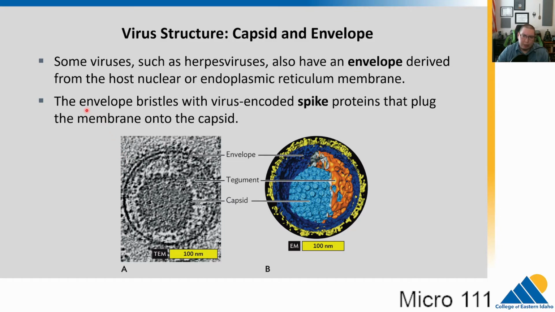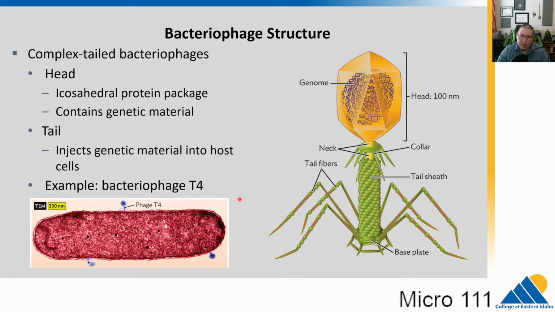The envelope generally will have spike proteins that are in it, and they often are involved in binding to receptors on the surface of cells and getting the viruses into the cells. Phages have this kind of lunar lander structure. They have that icosahedral head capsid there. Inside of that is their genetic material. The tail structure is really interesting. This helps inject the genetic material into the bacteria.